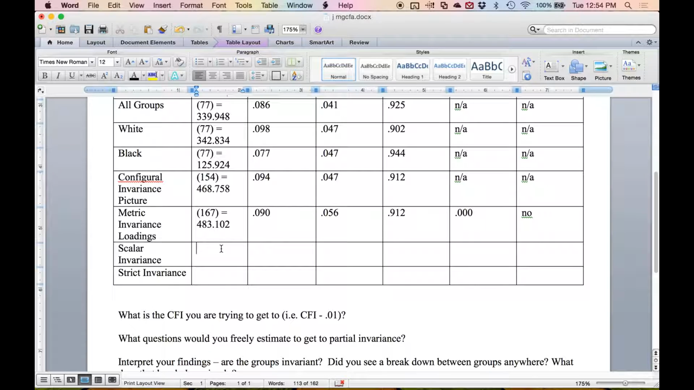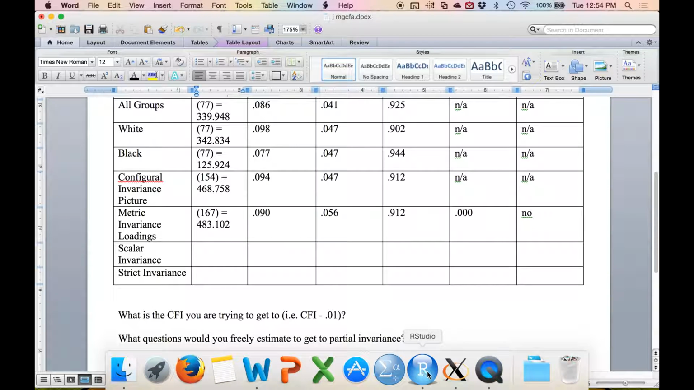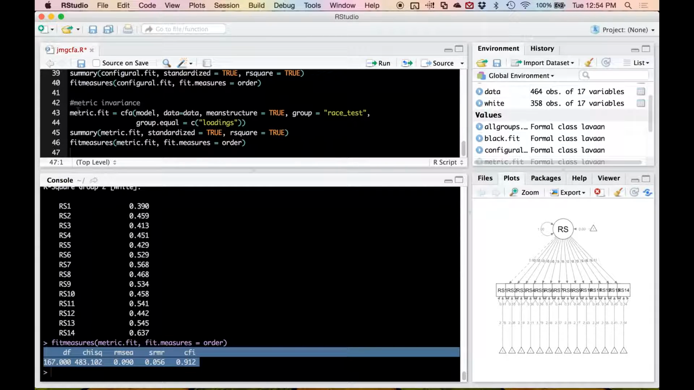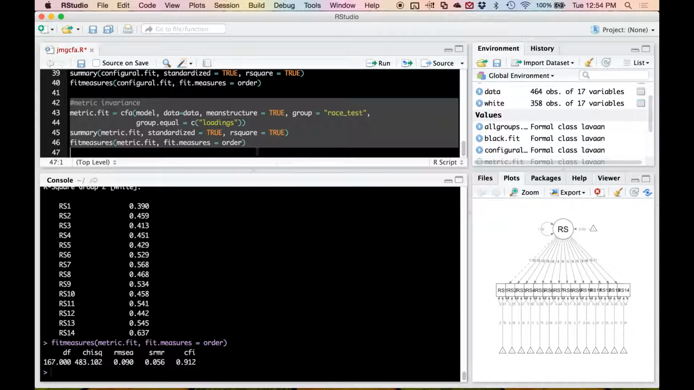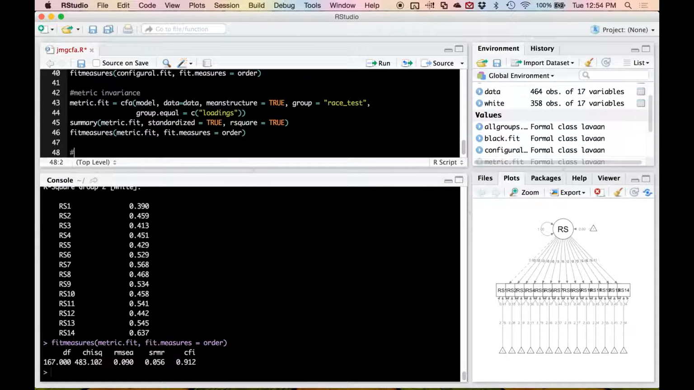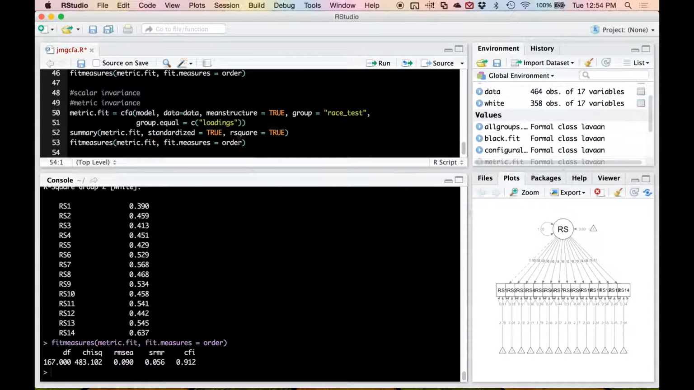All right, the next piece we're going to try is scalar invariance. And the great thing about coding this in lavaan is it's really easy to just keep adding in the next step. So I want to do scalar invariance. I'm going to copy and paste my code from above and then change it up. So I want to do my scalar fit here. The data is the same, the mean structure is still my same group. But now in this group.equal, we're going to add intercepts.